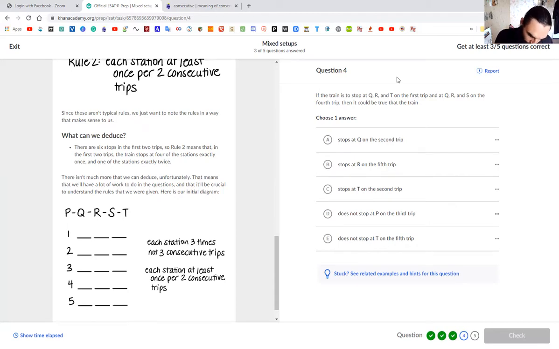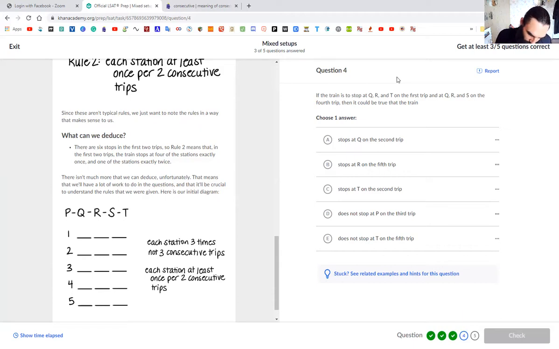At the second trip, there is going to be P and S. So it's going to be P and S. And if it's QPS at the second trip, then it must necessarily be RT at the third trip, and something else.